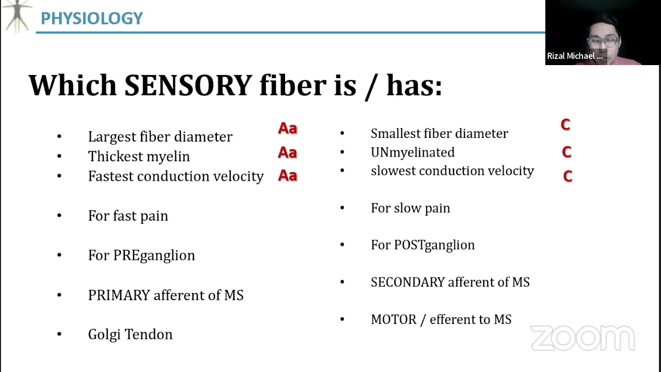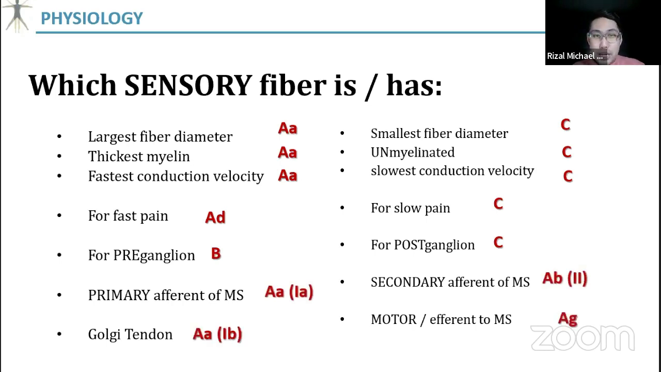Okay? So if you're gonna look at the table there mamaya, I have it here naman, merong fast pain. Yung pag kinurot ka, masakit agad. Okay, that's A delta. You have your slow pain, like for example, burning pain. That's your type C as well, no? You have fibers for your preganglion, and you also have your ganglions for your postganglion. You have your primary sensory afferent ng muscle spindles. You also have your secondary.